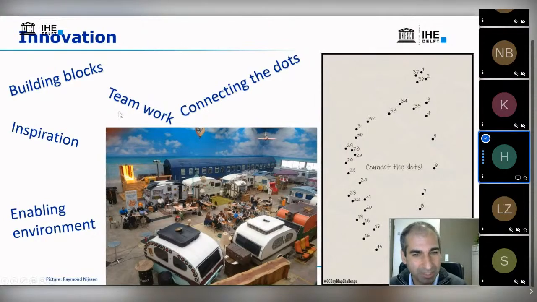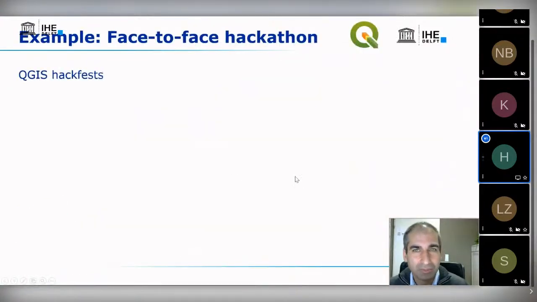Because you can only make something great if you have a good mix of people who are collaboratively working on something. You need inspiration, an inspiring environment, and an enabling environment. And that's, of course, tricky if you move from face-to-face to online. So I'm going to give you a quick example about the QGIS Hackfests.